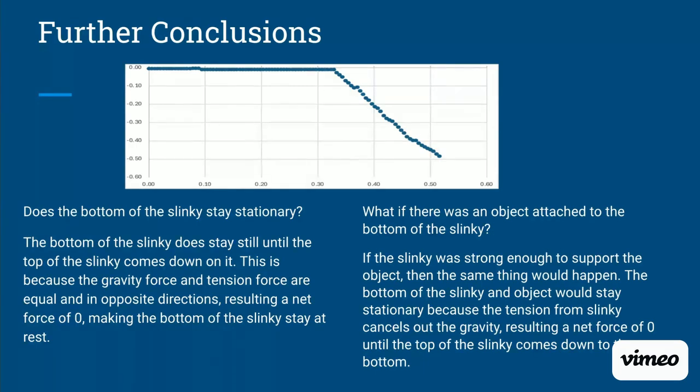Another important question is, what if there is an object attached to the bottom of the slinky? If the slinky was still strong enough to support the object, then the same thing would happen. The bottom of the slinky and the object would stay stationary because the tension from the slinky cancels out the gravity, resulting in a net force of 0 until the top of slinky comes down to the bottom.